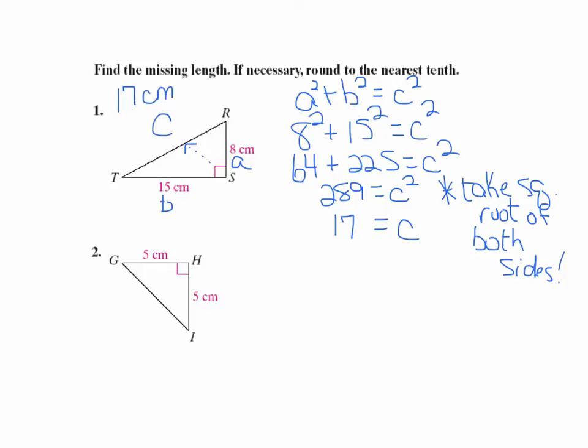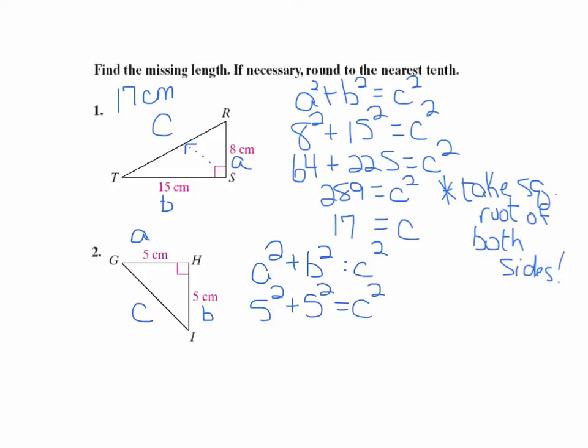Look at the next one. We're trying to find this side right here. I noticed that that is across from the right angle, so we're trying to find C. It does not matter what the other two are. I'm going to call one of them A and one of them B. So A squared plus B squared equals C squared. A is 5. 5 squared plus B is 5. 5 squared. I'm trying to find C. That equals C squared. So I get 25 plus 25 is C squared. So C squared is 50.